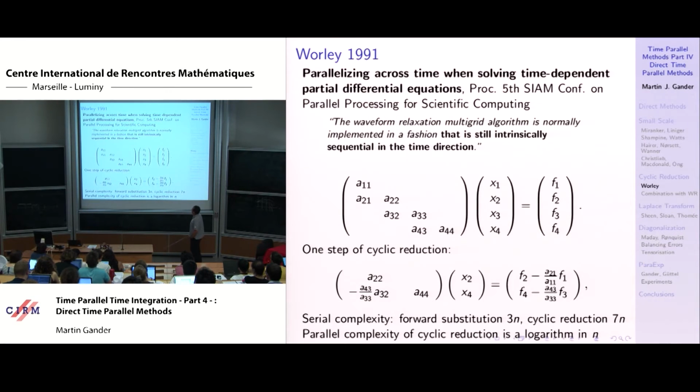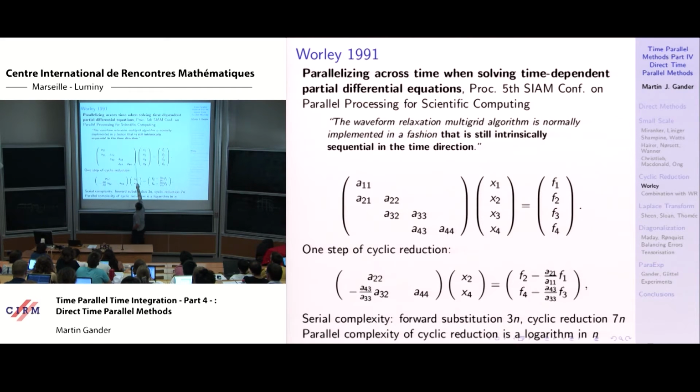So his idea is really clever. I learned about this because Stefan van der Walle said this idea is missing in my review paper. So here, suppose we have an Euler forward marching. It's a lower bidiagonal matrix. I have 4 unknowns I want to calculate. I have a right-hand side. If I do one step of cyclic reduction, what does that mean? That means I eliminate every other variable. I eliminate x1 and I eliminate x3.